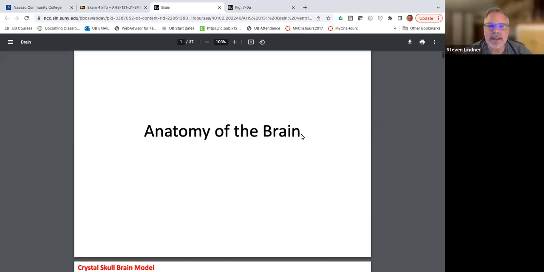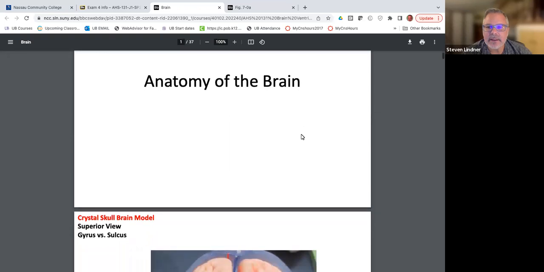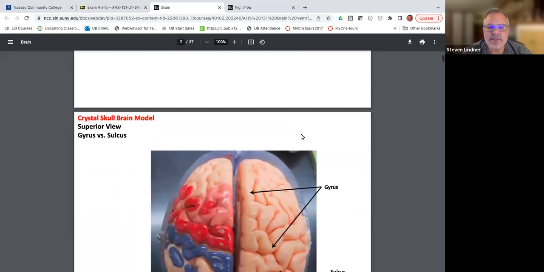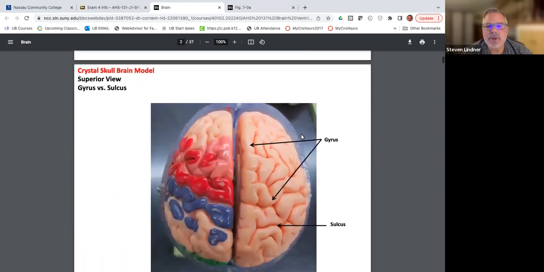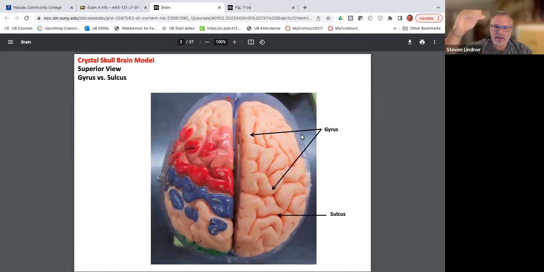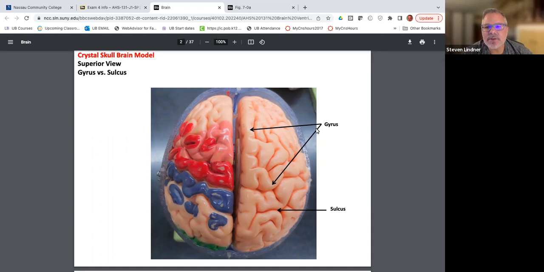We're going to be looking at the anatomy of the brain. These are going to be some models of the brain. So when we look at a bird's eye view, you see on the top left, it says we're looking at a superior view. We need to compare a gyrus to a sulcus. So when we look at the bird's eye view, the gyri are what looks like the intestines, right?